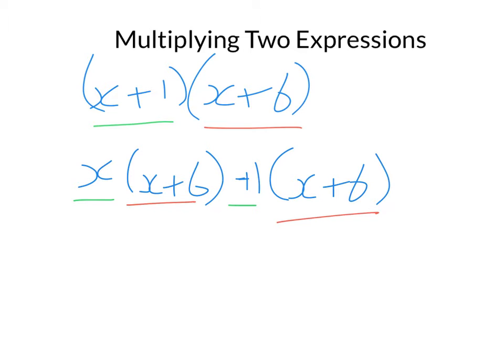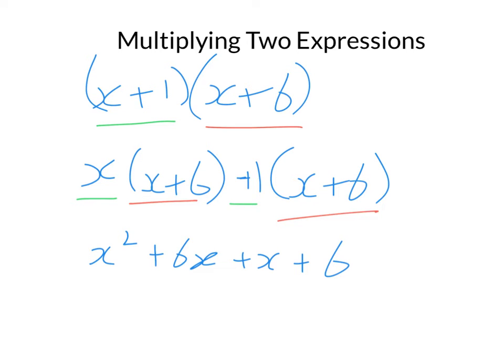So let's try and multiply this out now. x times x will give us x squared. x times 6 will give us 6x. 1 times x will give us x. And 1 times 6 will give us 6. At this point now, you've multiplied out those two brackets or expanded them.